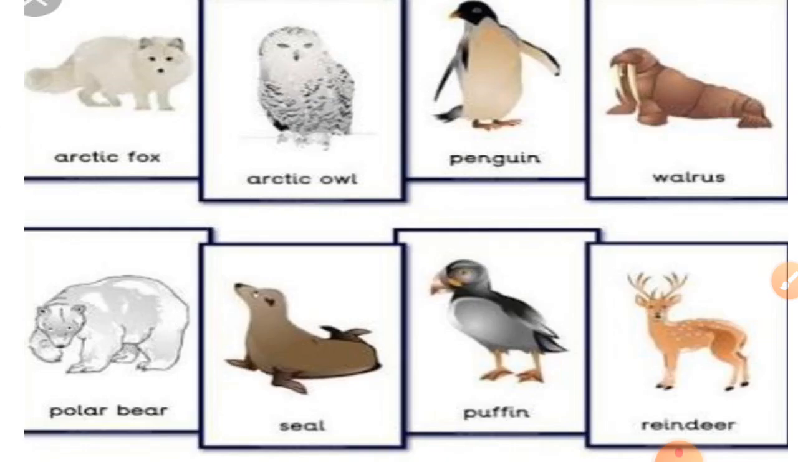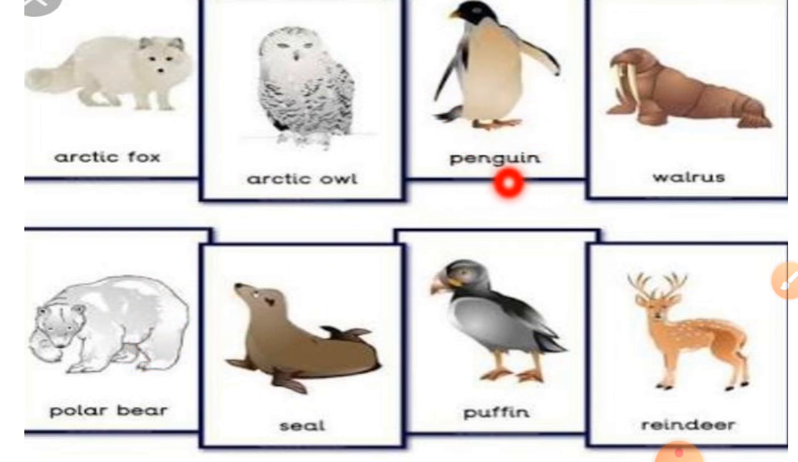Now in the last class, we talked about the adaptation in the polar bear. All these animals are polar animals. You can see the seal, puffin, reindeer, arctic owl, and these are the polar animals. So in the last class we talked about the polar bear. Now here we will talk about the penguins.